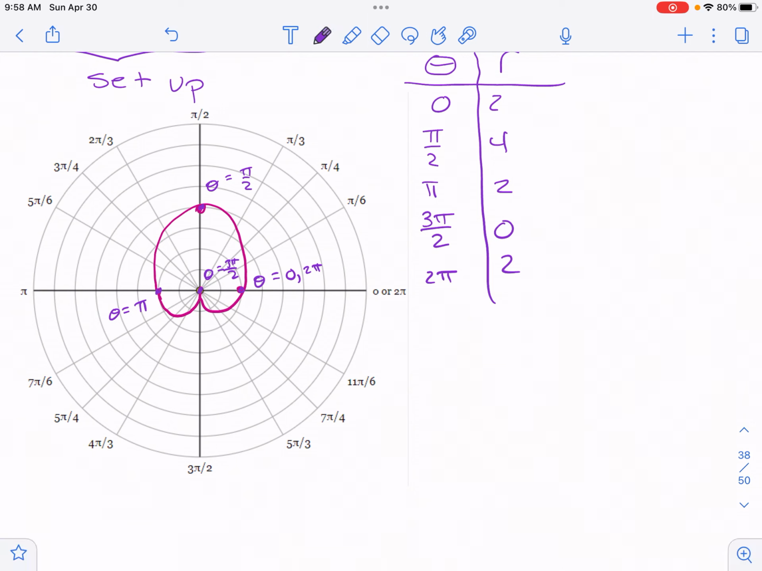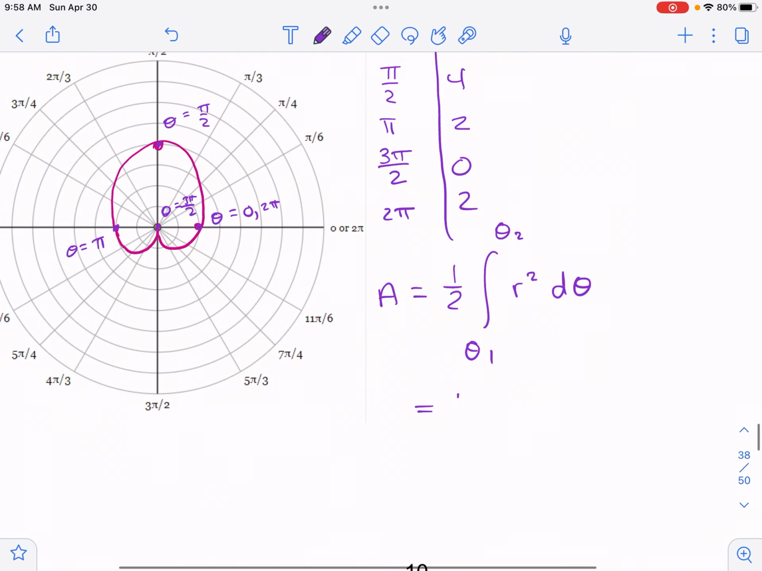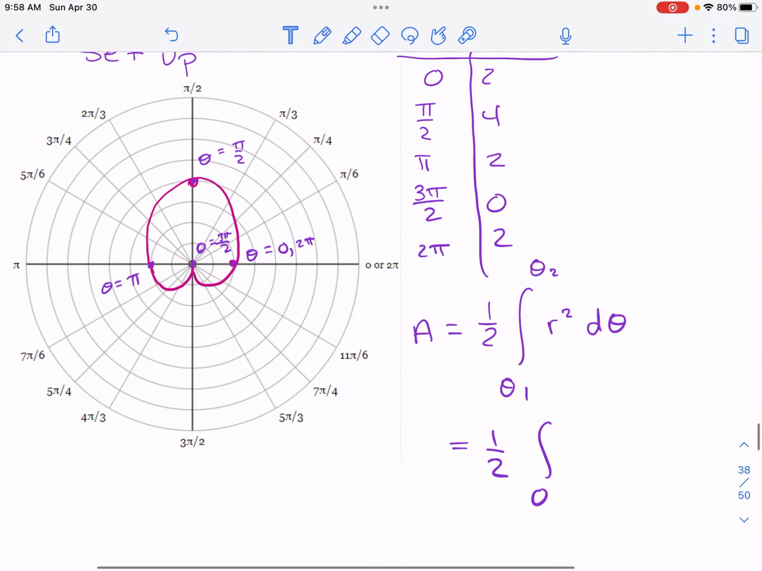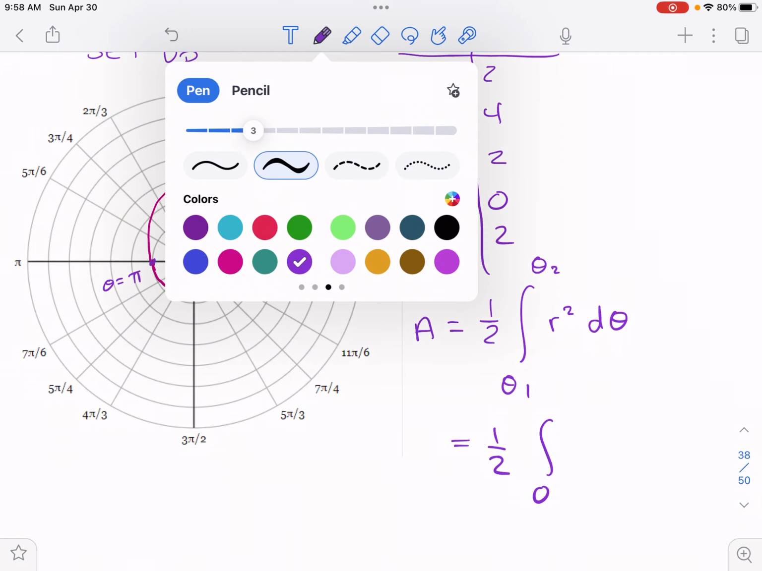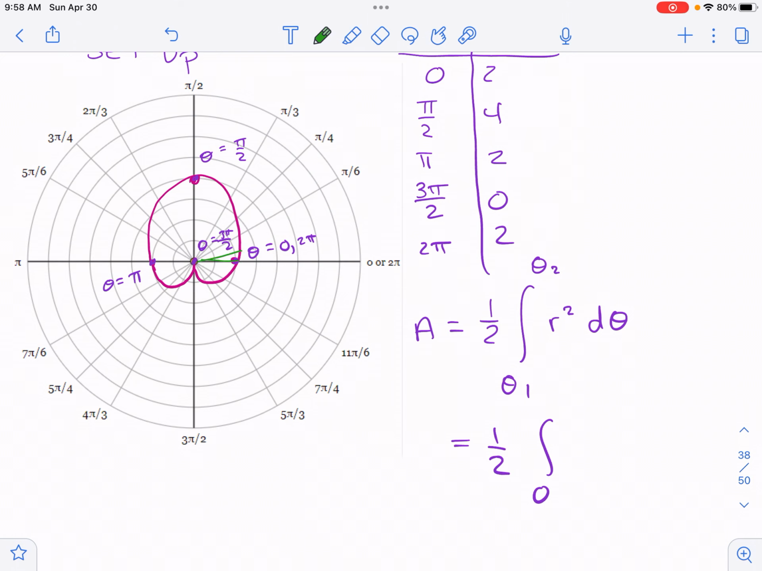So our area, just to give you the general formula, is 1/2 the integral from theta 1 to theta 2 of r squared d theta. In our case, theta 1 is just 0, because we want the area inside the entire cardioid. And the area is going to get traced in this fashion. I'll just use green here. As theta varies, your r value varies and collects all this area all the way till you're back on the positive x-axis. So the integration limits are 0 to 2 pi.